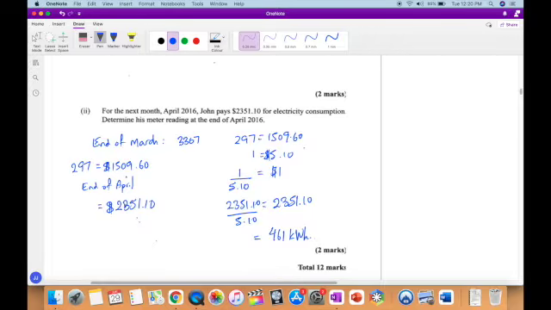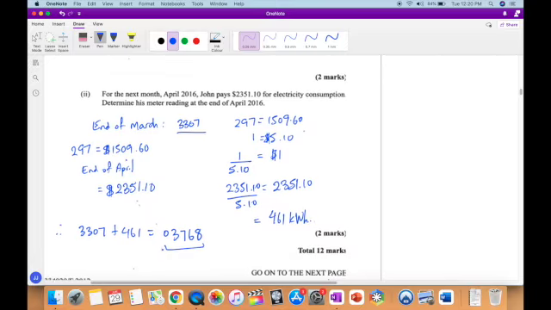So therefore, how much would the meter show at the end of April? We will have his meter at the end of that was 3307 plus the 461, and that would give us 03768. And remember, the meter used a 5-digit thing, and if you forgot the 0, I don't think you would lose the marks for it. It's fine.